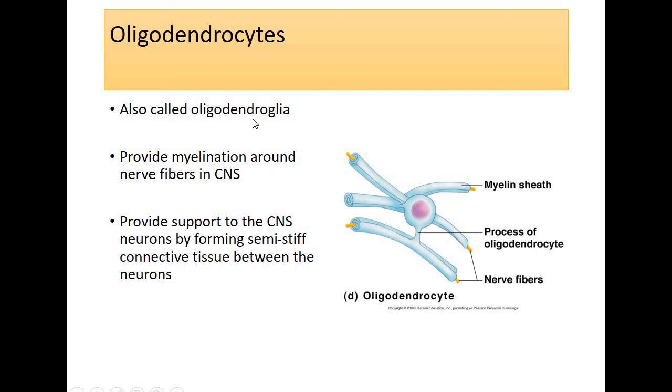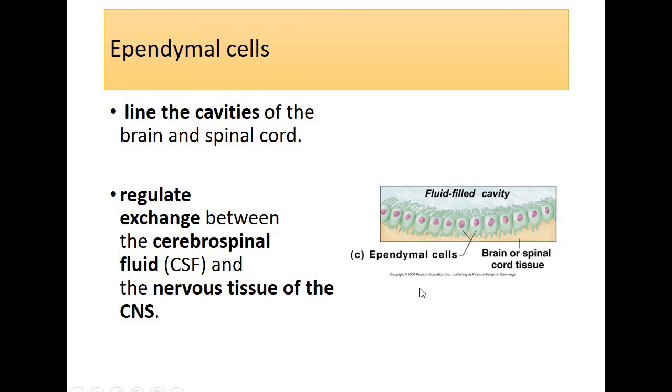Oligodendroglial cells are the cells which provide myelination around the nerve fibers in the central nervous system. They provide support to the CNS neurons by forming a semi-stiff connective tissue between the neurons. You see here, this is the process of the oligodendrocyte, and it is surrounding the nerve fibers, providing them support. Ependymal cells are the cells which line the cavities of the brain and the spinal cord. They regulate the exchange between the CSF and the nervous tissue of the CNS.